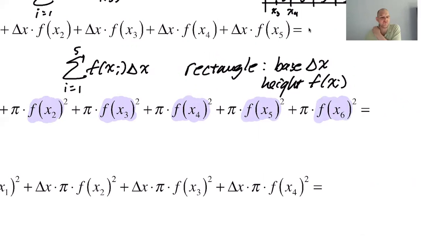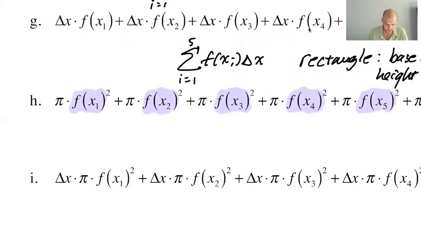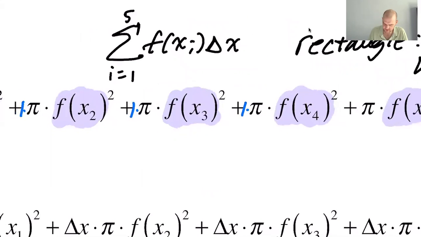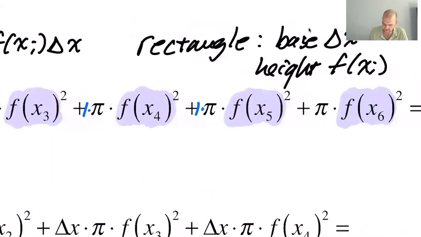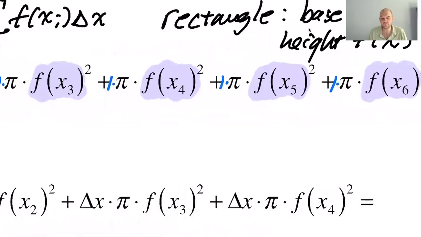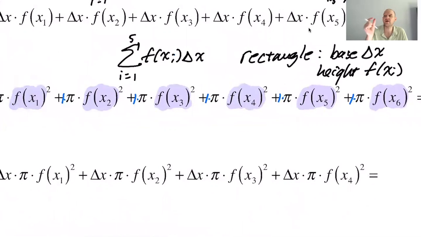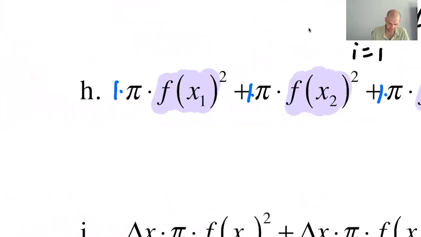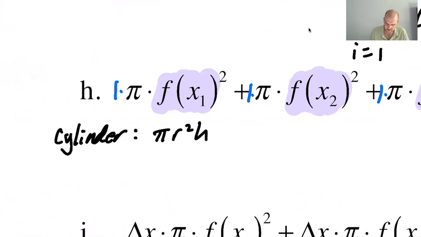But what if we said, for various reasons, there was a 1 in each of these multiplications? 1 times this, 1 times this, 1 times this, etc. So now we have pi r squared times 1. These could all be cylinders, right? Pi r squared h. We have a cylinder. It would be pi r squared h.